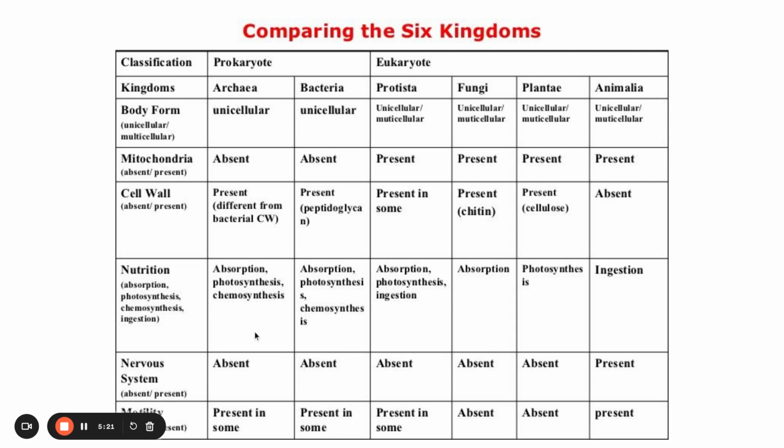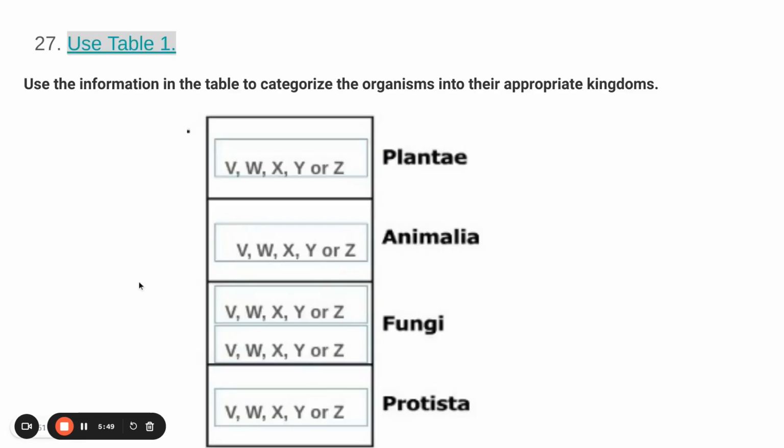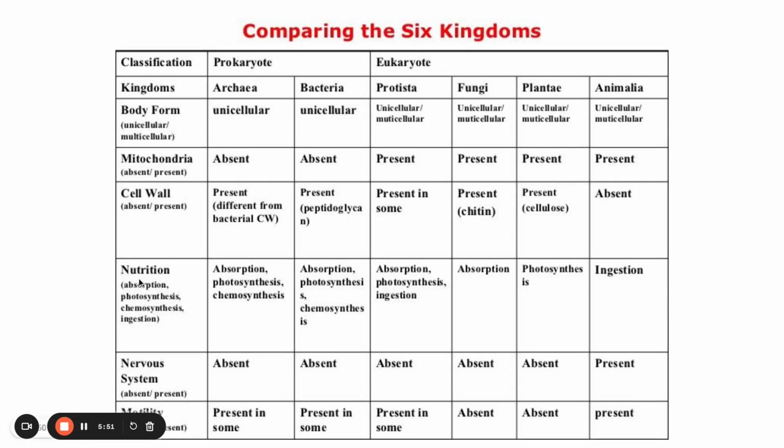I've added this diagram here comparing the 6 kingdoms because that's been a common type of question on the SOL. This shows you the 2 kingdoms of prokaryotes and the 4 kingdoms of eukaryotes. It talks about their body form, multicellular, their mitochondria, so that tells us how they make their energy, and if they have a cell wall. Nutrition goes along with mitochondria, how you make your energy. And then whether or not they can move.